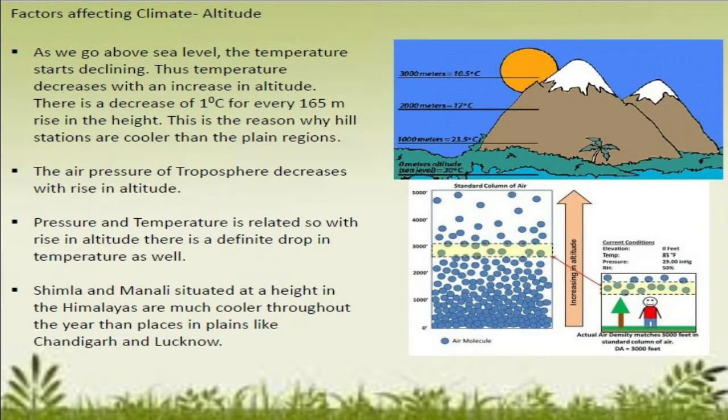Now we come to altitude. Altitude, simply put, is the height above sea level. As we go higher in altitude, there is a drop in temperature. For every 165 meter rise above sea level, temperature drops 1 degree centigrade. So places at greater heights are cooler than plain areas. Very simple. Both air pressure and temperature are seen to decrease with rise in altitude.